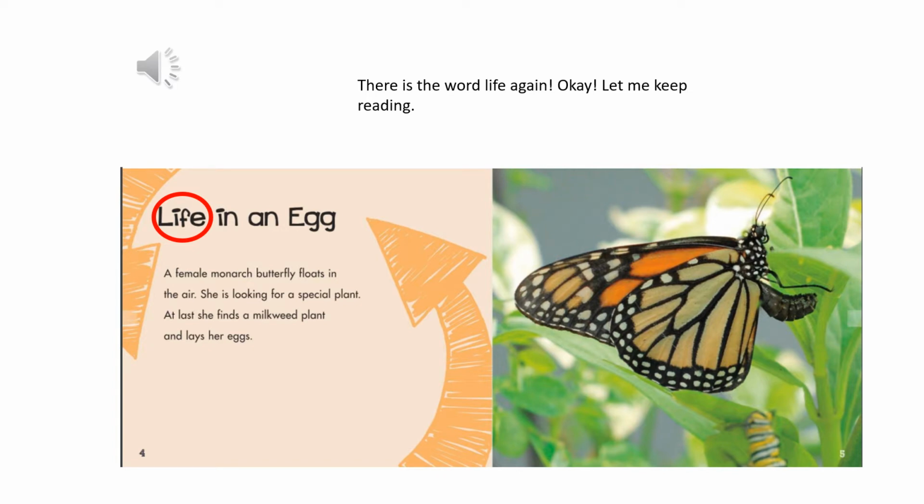Life in an egg. A female monarch butterfly floats in the air. She is looking for a special plant. At last she finds a milkweed plant and lays her eggs. There's that word life again. I'll keep reading to see if I continue to see the word life. But I'm thinking the topic is definitely about something's life.